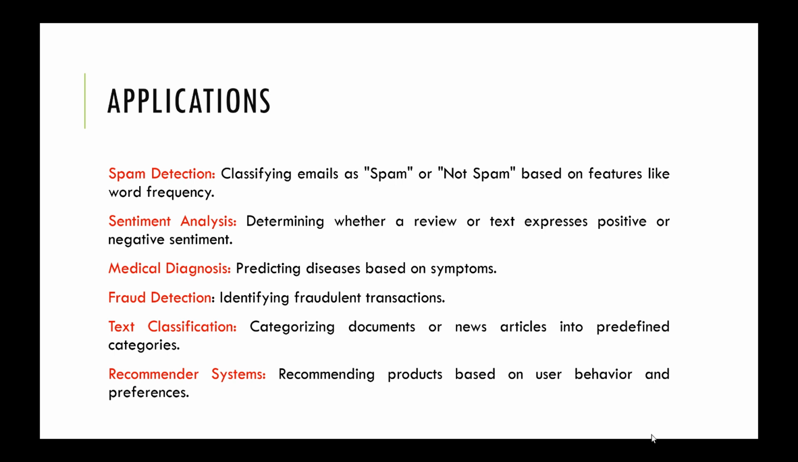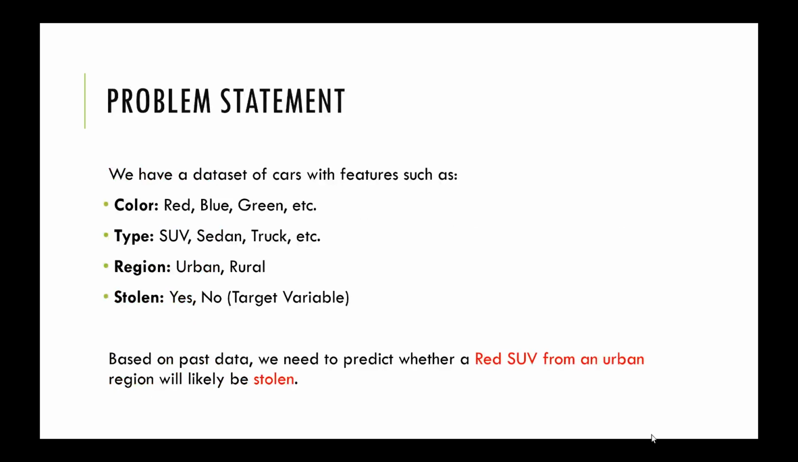Recommender systems, that is, product recommendation. In Amazon or Flipkart or eBay, products are displayed on our web page. If we frequently search for the same item, those frequently searched items will be posted on our web page. Like that, we apply the naive-Bayes algorithm in various applications. Next, coming to the problem statement.